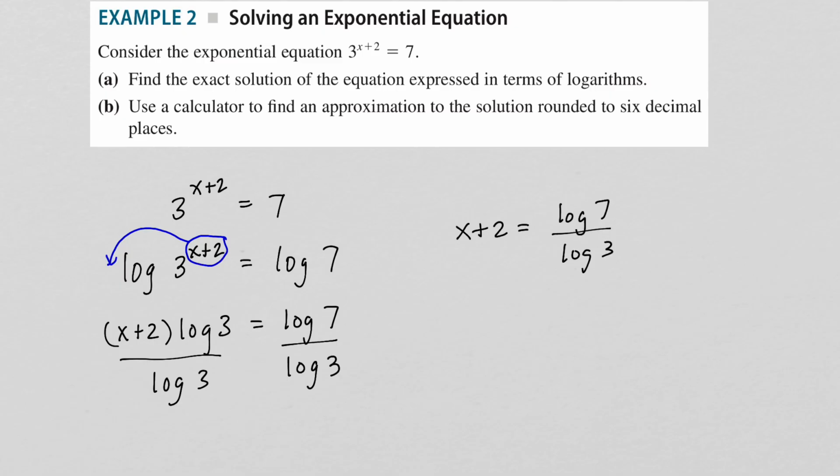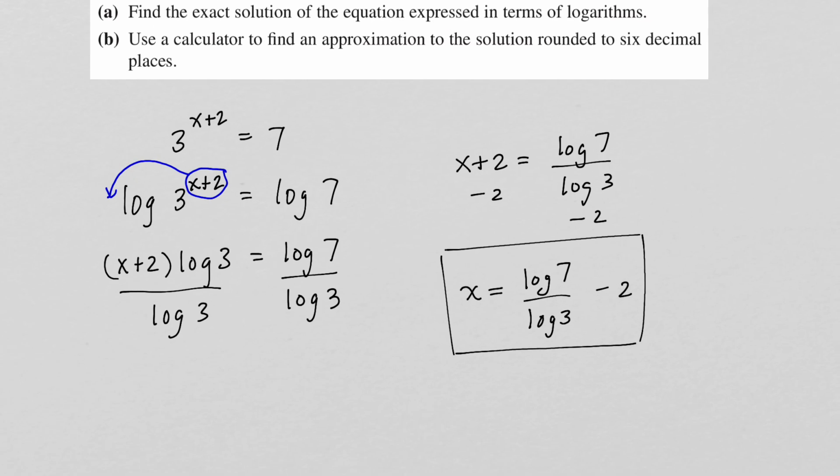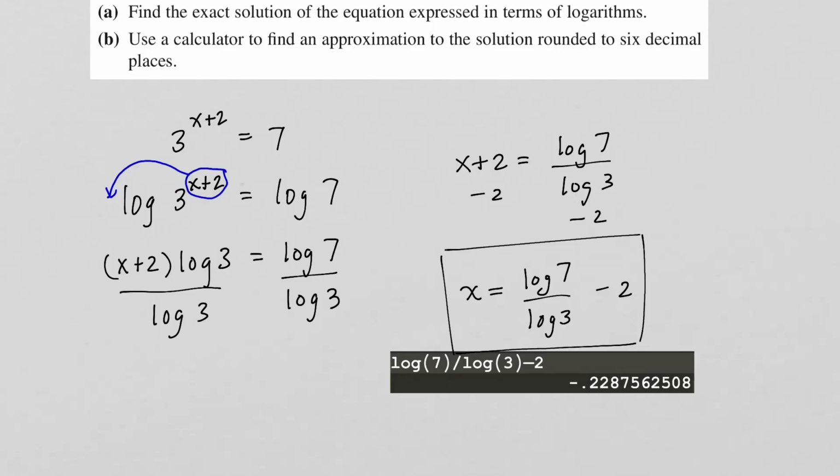And this would give you x plus 2 is equal to the log of 7 divided by the log of 3. And finally, we would subtract 2 from both sides, which would give us x is equal to log of 7 divided by log of 3, and then minus 2. And this would be our exact answer, and then we could plug that into a calculator for an approximate answer. And you can see here that the approximate answer for this, if we round to 4 decimal places, is negative 0.2288.